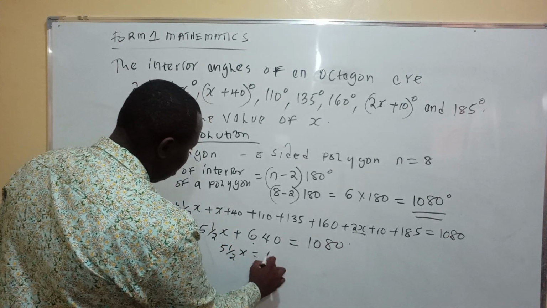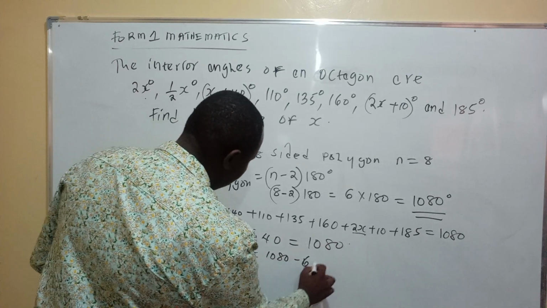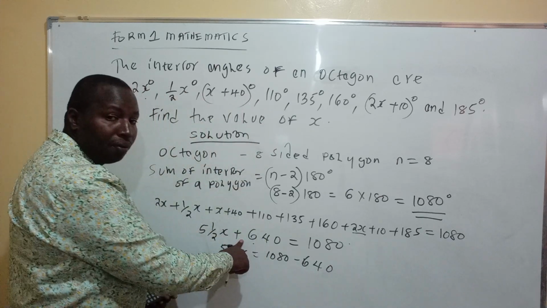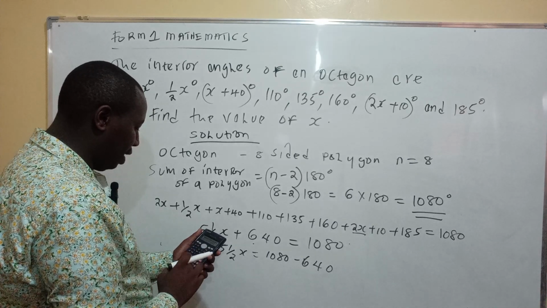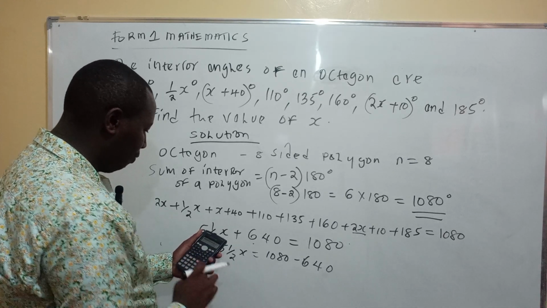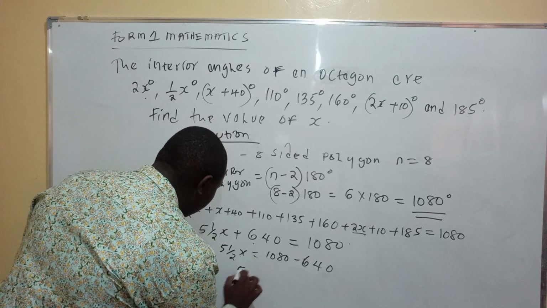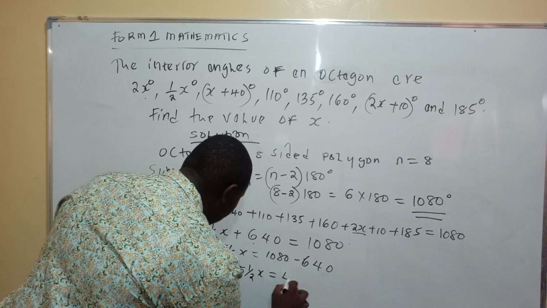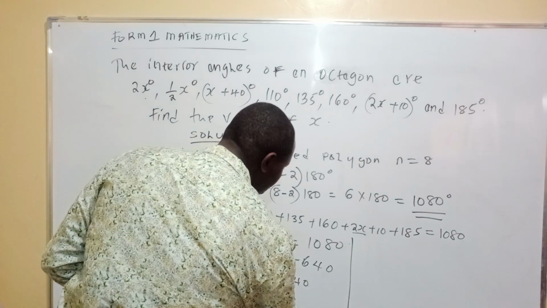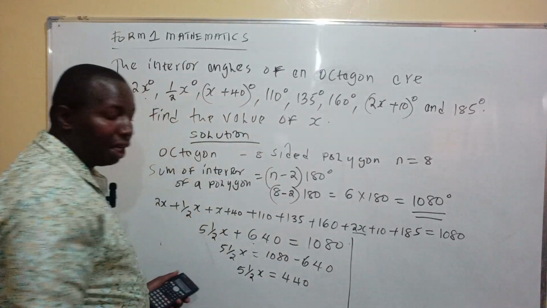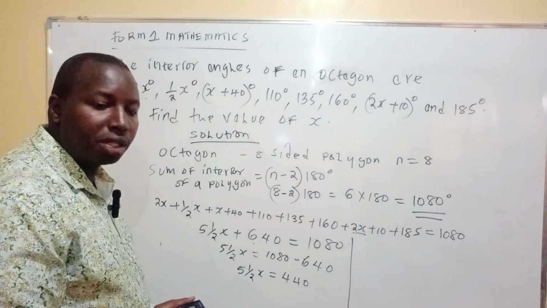Then the next step, take this 640 to this side, you subtract. You get 5 and a half x is equal to 1080 minus 640, because on this side it was positive, on the other side it becomes negative. So 1080 minus 640, that is 440. So 5 and a half x is equal to 440.